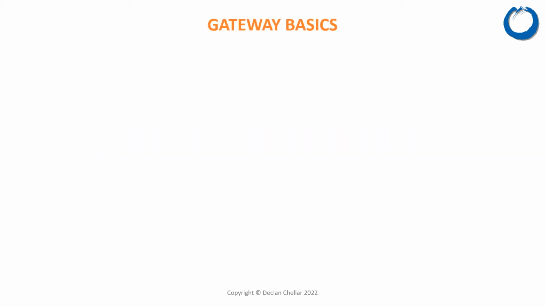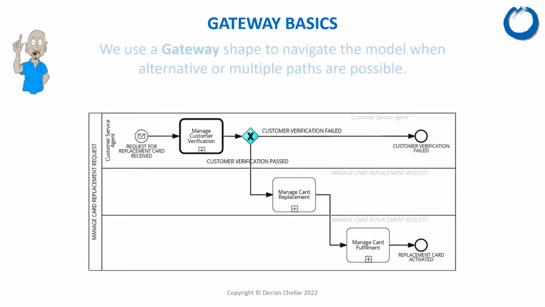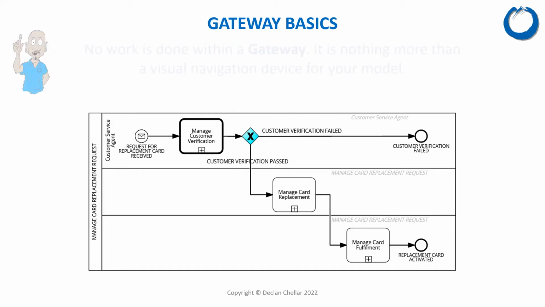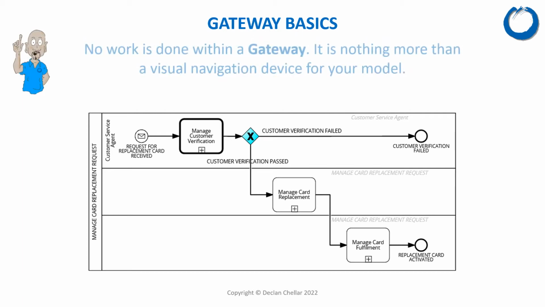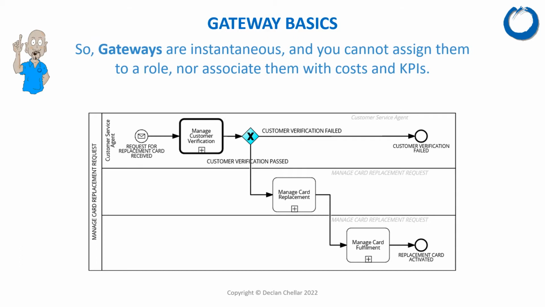Gateway Basics. Gateways are used to control how sequence flows interact as they converge and diverge within a process. We use a gateway shape to navigate the model when alternative or multiple paths are possible. No work is done within a gateway. It's nothing more than a visual navigation device for your model. So gateways are instantaneous, and you cannot assign them to a role nor associate them with costs and KPIs.